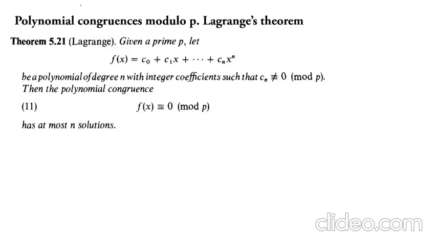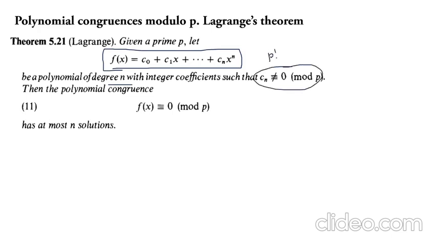The statement is: given a prime p, let f(x) be a polynomial of the form c0 + c1x + c2x² + etc. + cn x^n with degree n and integer coefficients, such that cn is not congruent to 0 mod p, that is, p does not divide the leading coefficient cn. Then if we consider the congruence f(x) ≡ 0 mod p, it has at most n solutions. We have to show that if these conditions hold, then the congruence f(x) ≡ 0 mod p has at most n solutions.